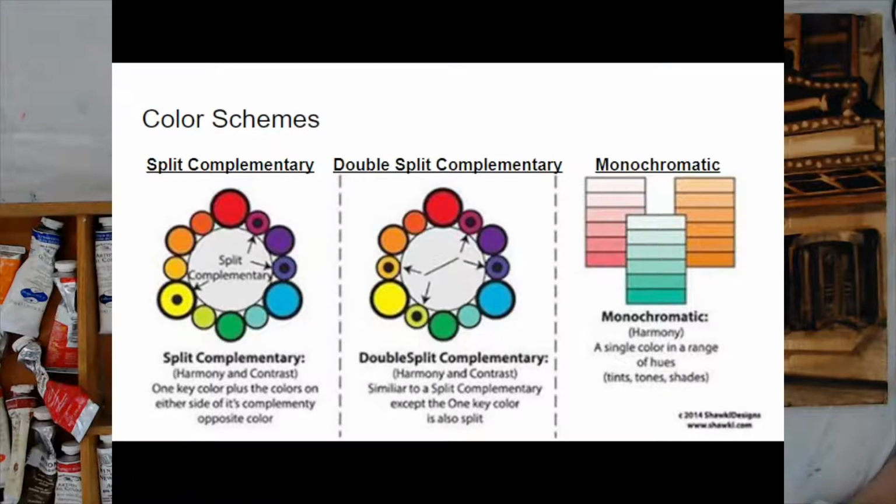Okay. In the example of a double split complement, we take both of the complementary colors, but instead of any of them being a choice, we pick the colors on either side of both of the complements. So for the yellow, we're picking yellow-orange and yellow-green, and for the violet, we're picking red-violet and blue-violet for our color scheme.